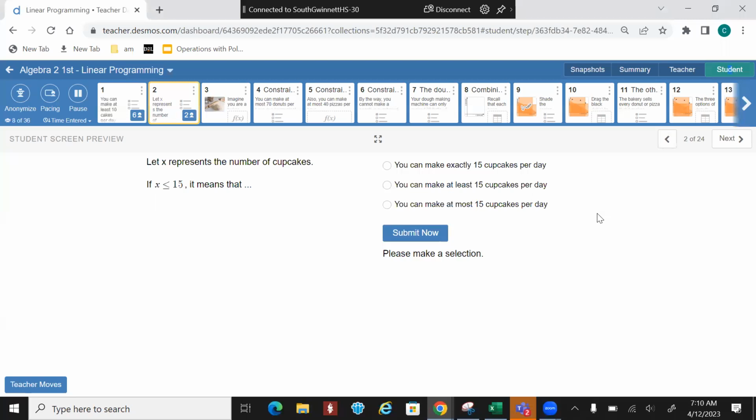So let x represent the number of cakes. If x is less than or equal to 15, it means that you can make which one of these? There you go. At most 15 cupcakes per day.